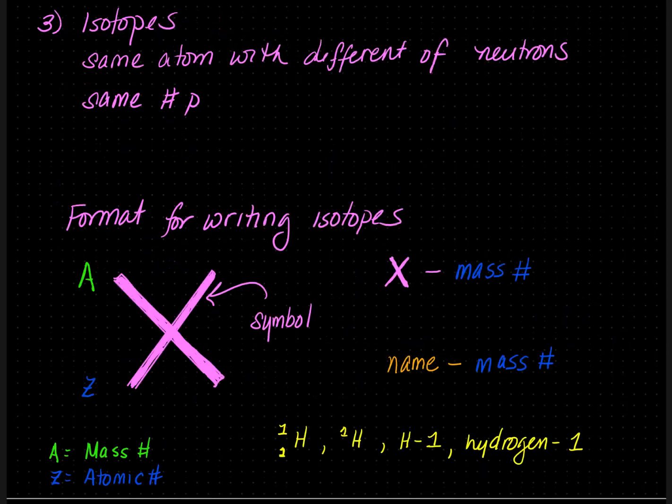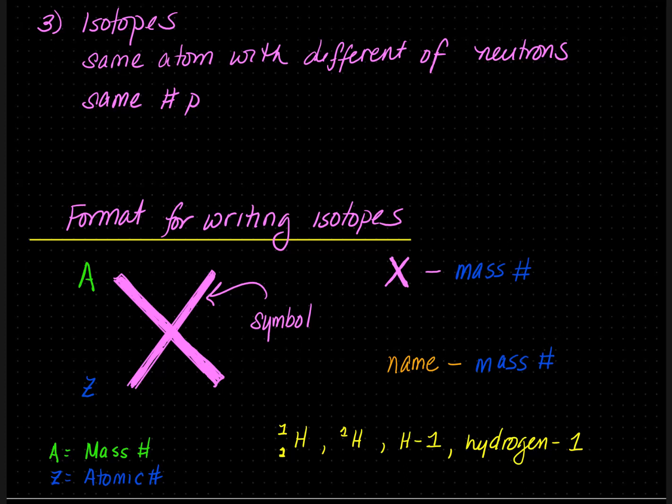The third type of atom is an isotope. Isotopes are the same atoms with different numbers of neutrons. Therefore, the number of protons and atomic number are the same. The general format for writing isotopes: X stands for any element symbol, A is the mass number, which is a superscript, and Z is the atomic number, which is a subscript.